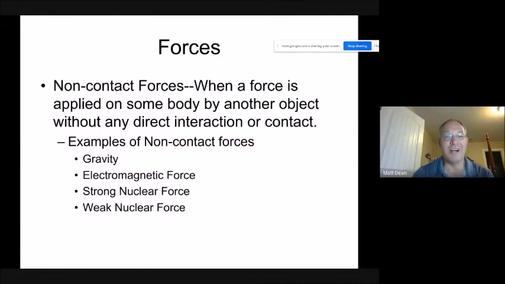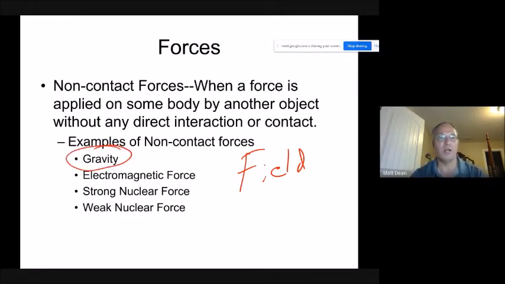We'll also deal with non-contact forces, though. So these are when forces are applied by an object that's not actually touching the other object. Sometimes we call these field forces. They act across distance. The one that we'll deal with the most in this course is gravity. We'll also deal some with the electromagnetic force of attraction between charged particles.